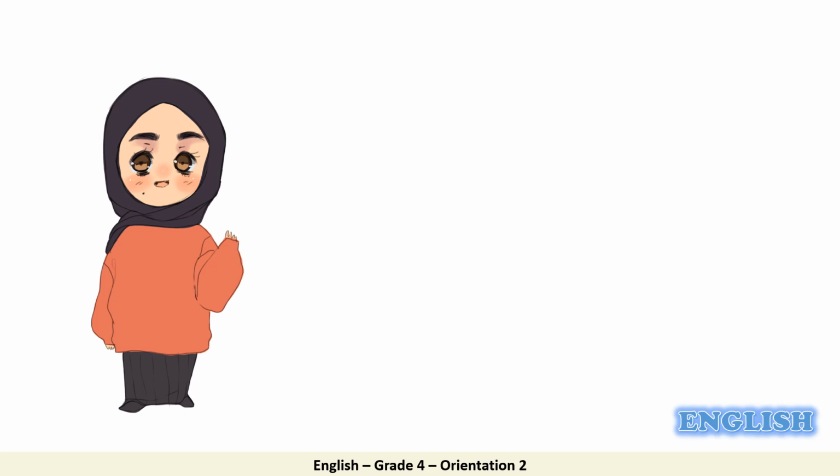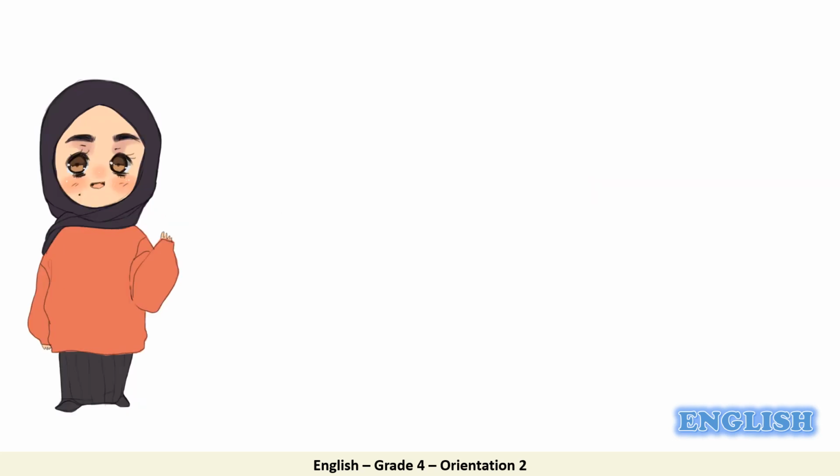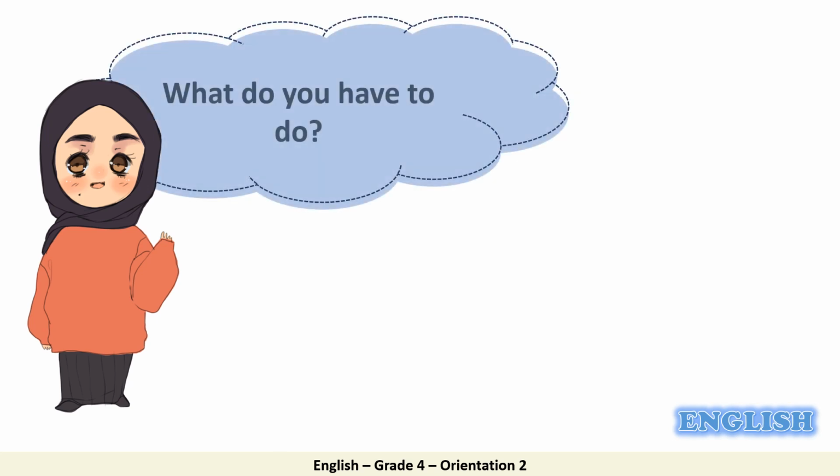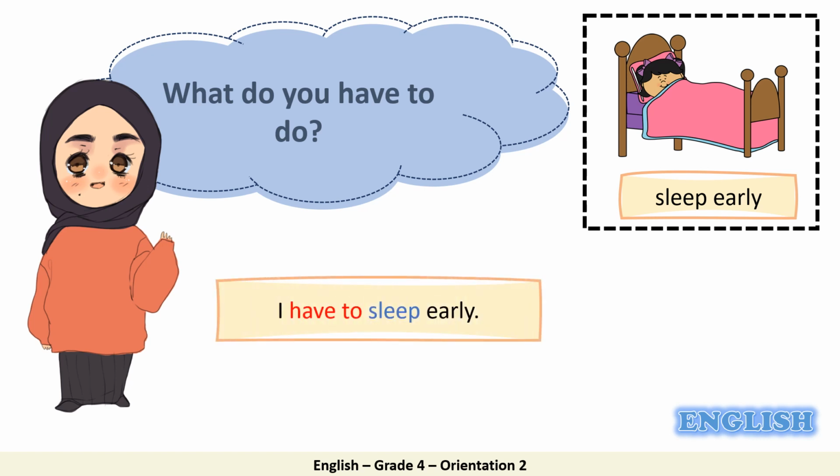Now, it's time to move to the rule of have to and has to. Read the question with me and answer after referring to the picture. What do you have to do? Look at the picture. It's written sleep early. You would say, I have to sleep early. Excellent.